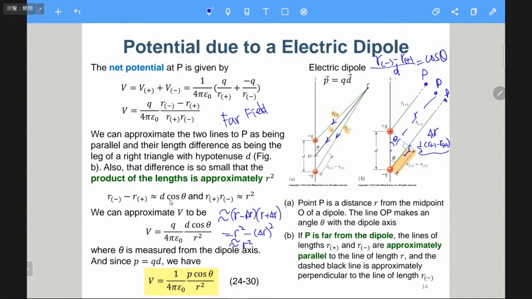We just plug these into here. So we have Q over 4 pi epsilon naught, d cosine theta over R squared. If you still remember, for the electric dipole moment, we have p equals Qd. So Qd can be written as p. So we have p cosine theta times 1 over 4 pi epsilon naught over R squared, which is the potential generated by the dipole.